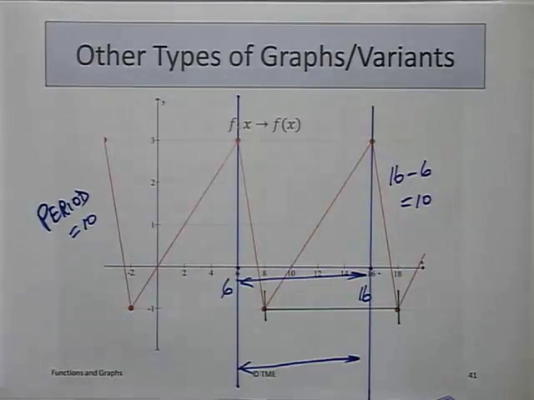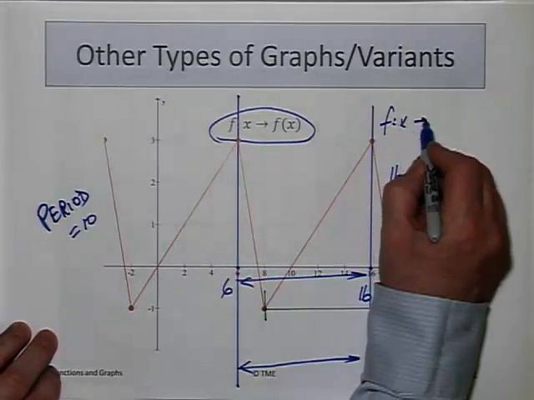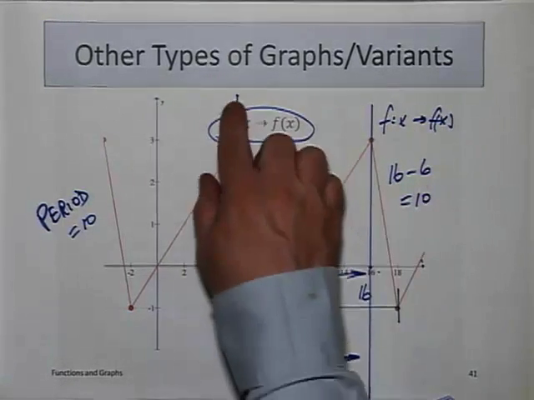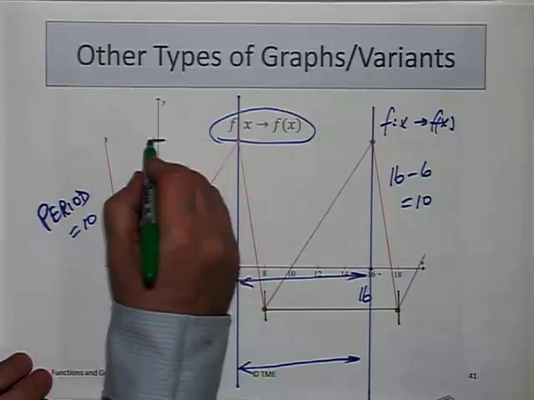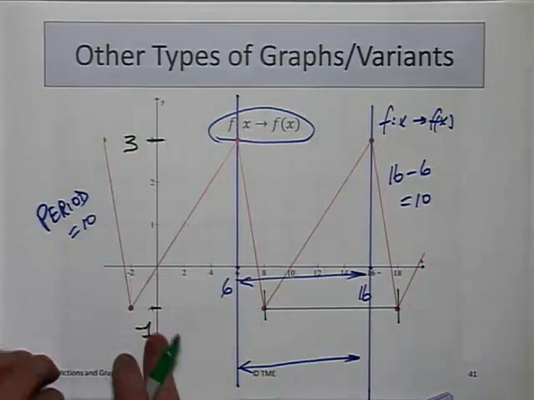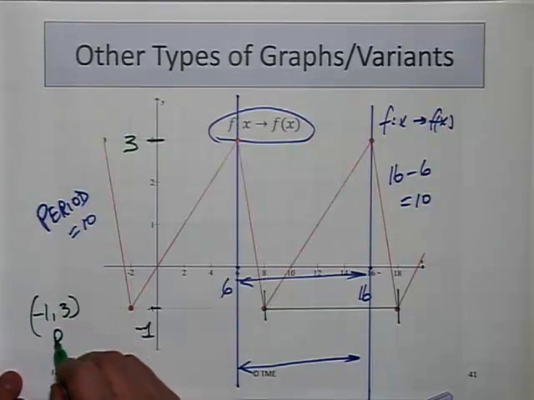Then they say, well, what about the range? There's a fancier way of writing that. It's f colon x equals f of x. It's just a nice way of writing it, but it's just a y, really. Y is the vertical, and x is the horizontal. So what's the highest value? Looking at the graph, this point here is 3, and this point here is minus 1. So 3 and minus 1 are the two limits, and that's the range, from minus 1 to 3, or a range of 4.